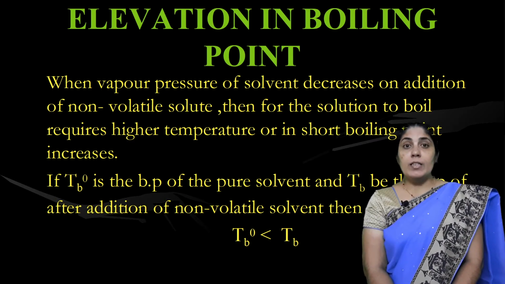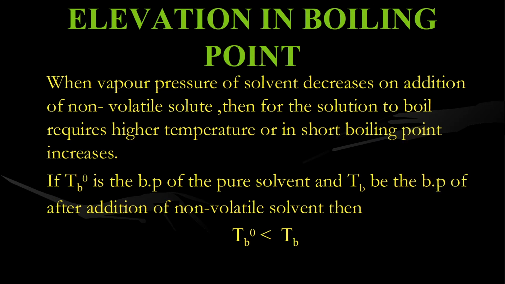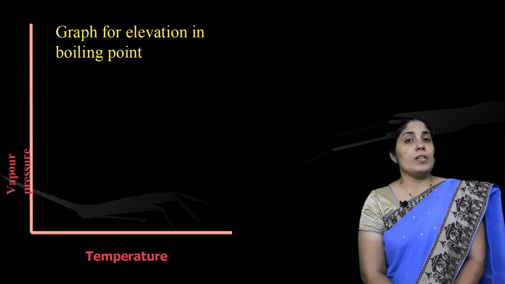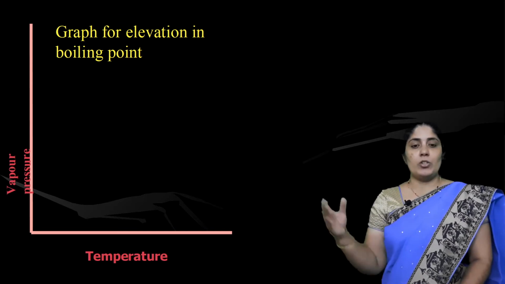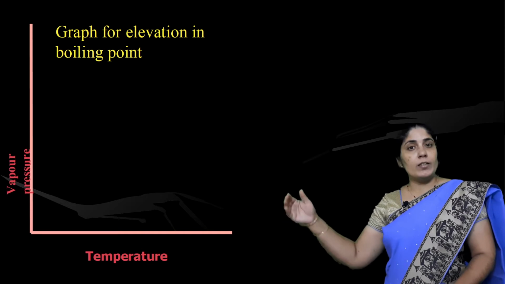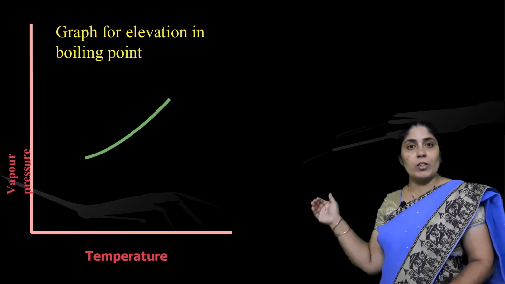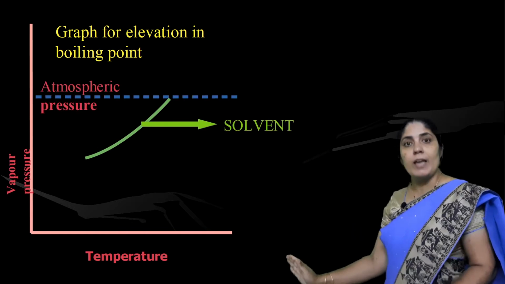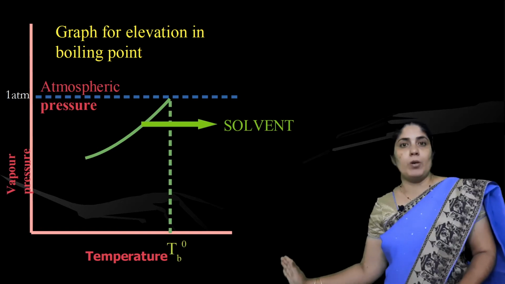If we consider Tb0 as the boiling point of the pure solvent and Tb as the boiling point of our solution formed by adding the non-volatile solute, then Tb0 will be less than Tb. A graphical explanation for the elevation of boiling point is shown here. You can see here that first we will consider the pure solvent. The graph goes on increasing with the temperature, and finally the vapor pressure reaches the atmospheric pressure, and that point is marked as Tb0, the boiling point of the pure solvent.